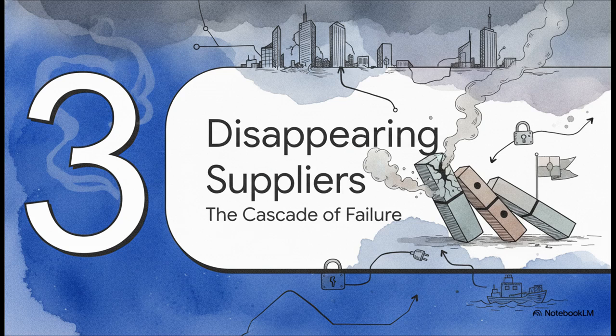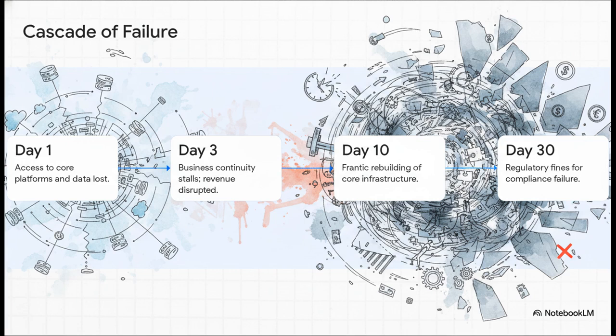When suppliers suddenly disappear, the cascade of failure. Let's walk through a timeline of disaster. This shows how rapidly your organization collapses when a SaaS vendor goes dark, turning a basic IT disruption into a full-blown operational nightmare. Day 1, boom, you lose access to core platforms and data.